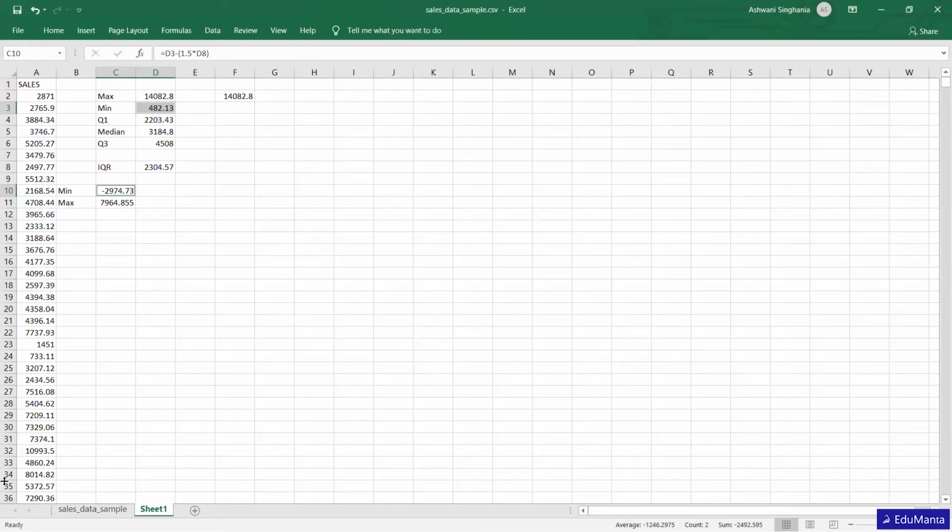Whereas when we compare on the upper side, we can see the maximum value is 14,000, whereas from the formula we are getting 7,964. So in this case, the minimum of the two should be the upper boundary of the box and whisker plot. So we will select the value that we got from the formula, and not directly use the maximum. So I hope it is clear now.